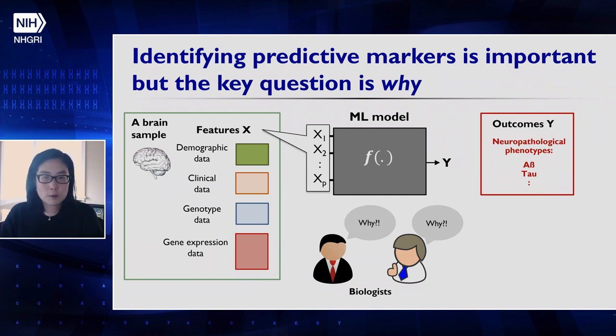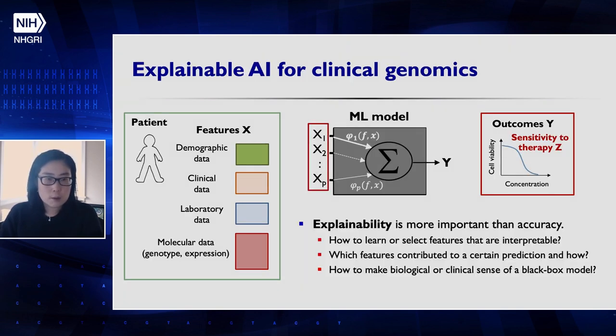Similar problems occur when we use a complex black box machine learning model to understand the relationships between molecular profiles and phenotypes, for example, gene expression levels in brain tissues and neuropathological phenotypes. The model may predict the phenotype accurately and describe the data accurately, but it does not give us mechanistic explanations of how gene expression levels influence the phenotype or the other way. Machine learning is basically a black box to many of us.